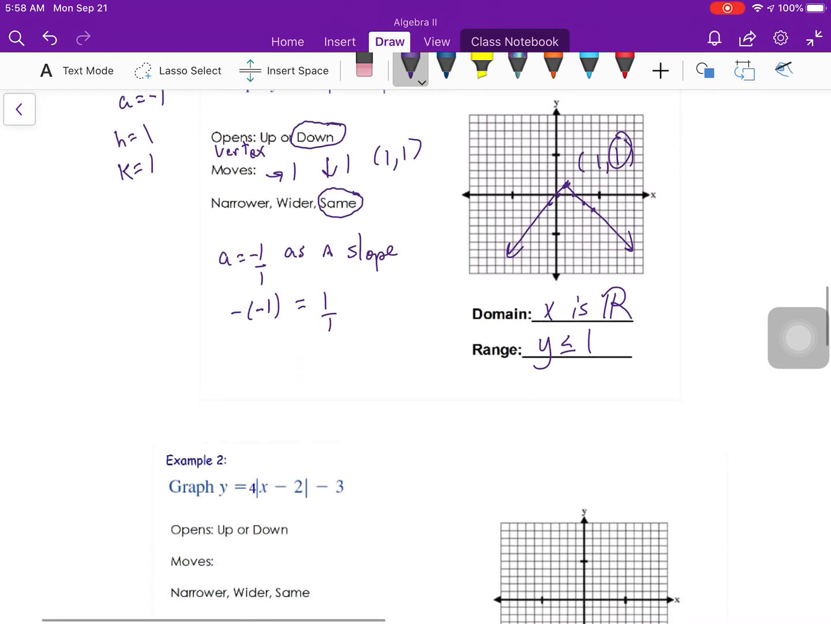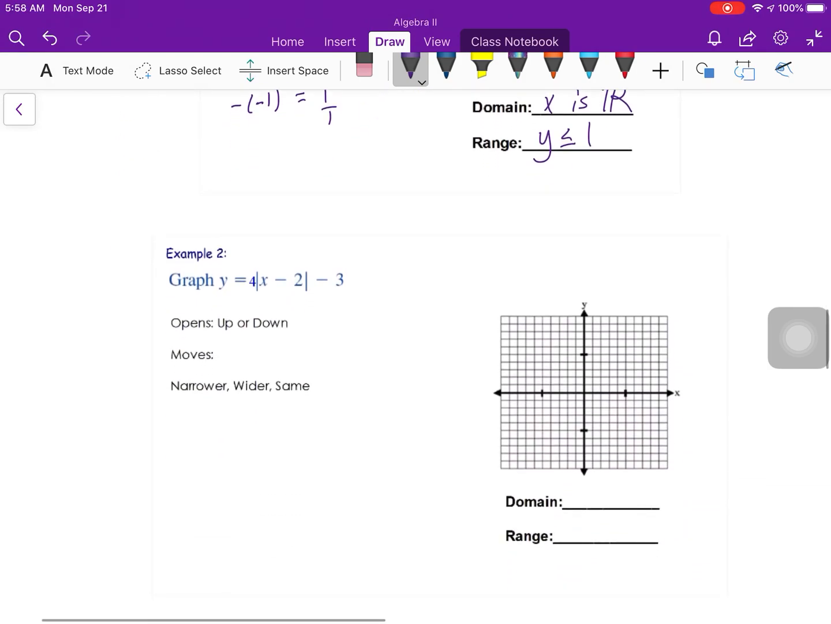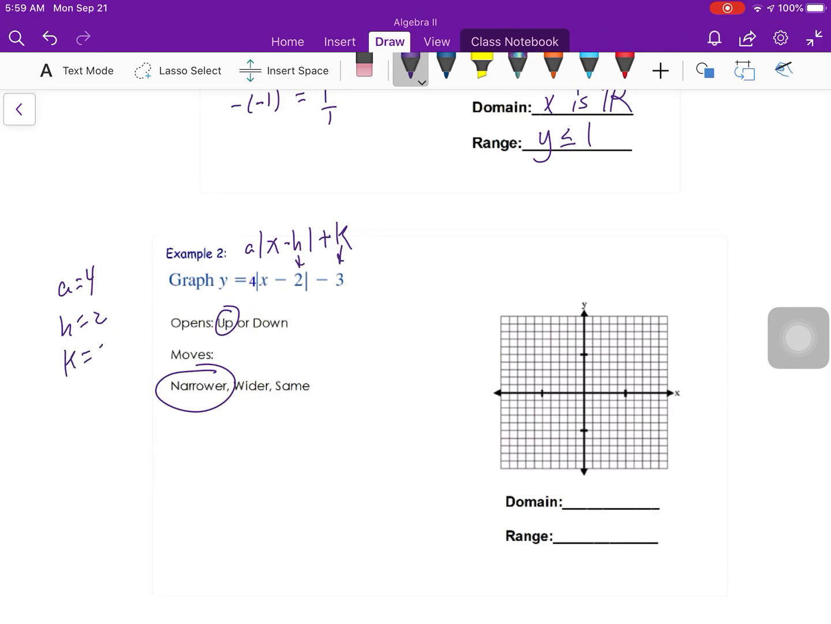Go through it again, right? I'm going to compare it to a absolute value of x minus h plus k. Okay. a is 4, so it's going to open up, and it's going to open up narrower. h is 2, and now we've got k that's a minus 3. So now the vertex is at 2, negative 3. So the graph just moved from 0, 0 over 2 and down 3. There's my vertex. So it moved to the right 2, the graph did, and it moved down 3.